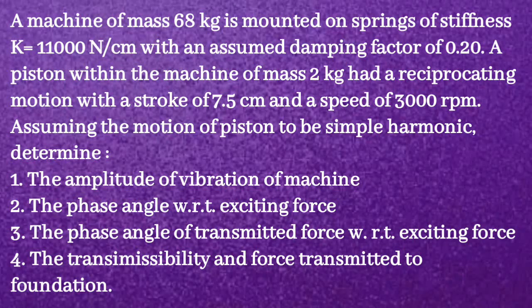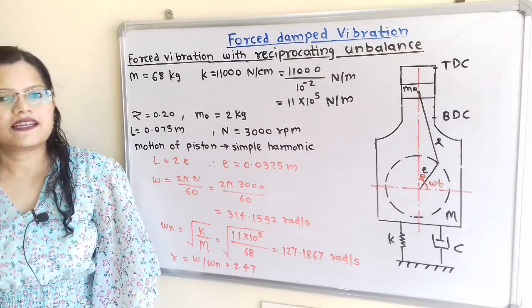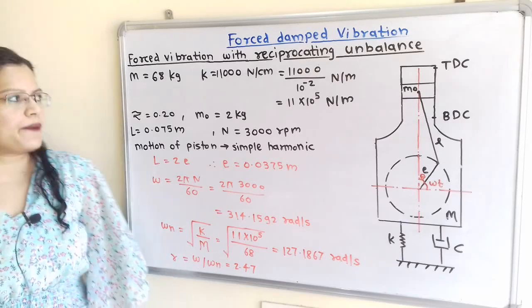Assuming the motion of the piston to be simple harmonic, determine first the amplitude of vibration of the machine, second its phase angle with respect to the exciting force, third the phase angle of the transmitted force with respect to the exciting force, fourth the transmissibility and the force transmitted to the foundation. Let us understand the given data.